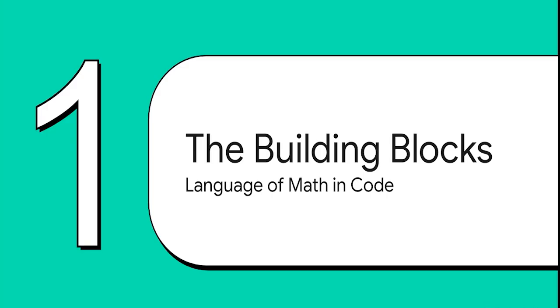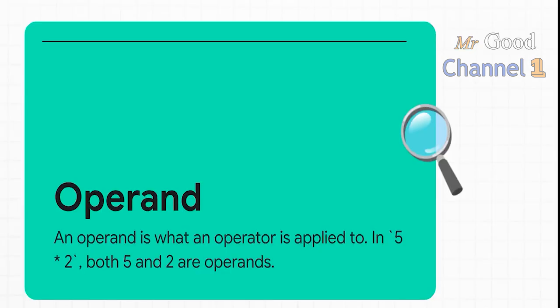Okay, before we can do any math, we gotta make sure we're all speaking the same language. Let's just quickly nail down 3 core terms that you're gonna see everywhere when you're working with math and code. First up, operands. Super simple. These are just the things, the numbers or variables, that our math operators are going to work on. In 5 times 2, both the 5 and the 2 are our operands.